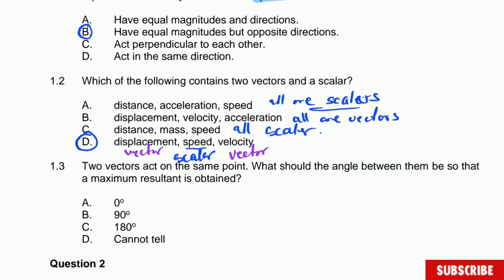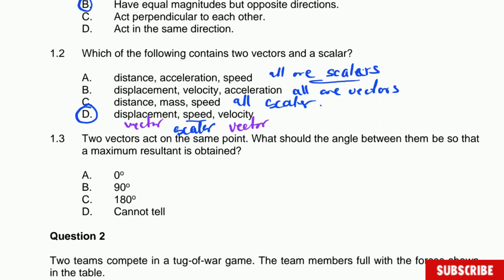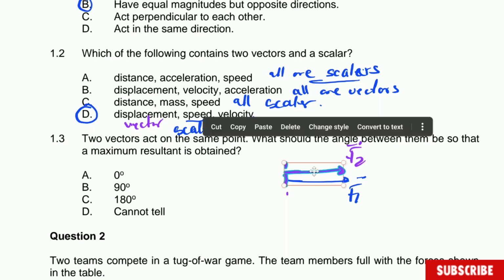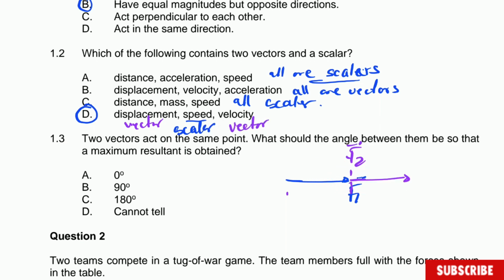Okay? Question 1.3. The 2 vectors act on the same point. What should be the angle between them so that the maximum resultant is obtained? Okay, guys, if force 1 is pointing there, what is the angle of force 2 so the resultant force is at the maximum? That will happen when the 2 forces are pointing in the same direction. Because remember, all you have to do here is add the vectors, so the resultant in this case is longer. So the option is A, which is 0 degrees between the two forces. This is a good question.